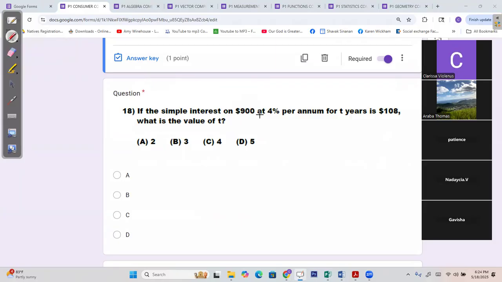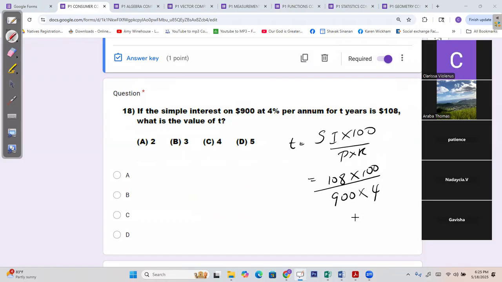If the simple interest on $900 is 108, what is the T? So let's go. T is equal to SI times 100 over P times R. So that would be 108 times 100 over 900 times 4. So let's do this quick. This divided by this divided by that.